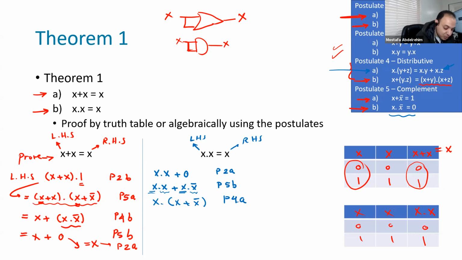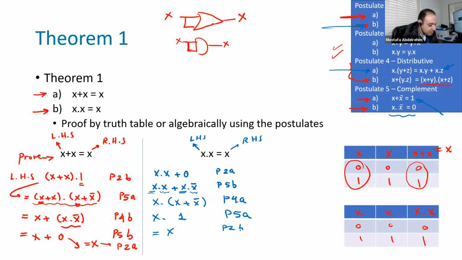Good. Then if we look at postulate 5a, x or x bar is 1. So this is x dot 1, from postulate 5a. And finally, if we look at postulate 2b, 1 and anything is the same thing, I mean x. So this will give us x from postulate 2b.